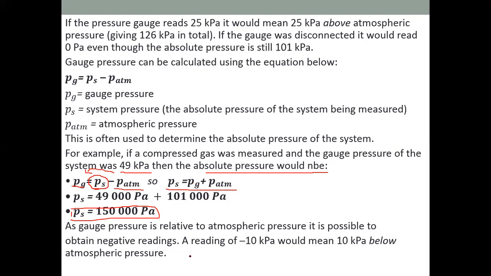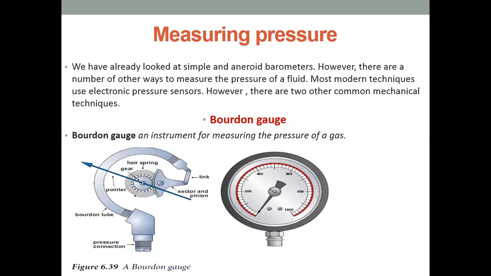So for gauge pressure relative to atmospheric pressure, it's possible to obtain negative readings like negative 10. It could be. That means it's going to be 10 kilopascal below atmospheric pressure. Okay, when you get the negative 10, that means it's 10 kilopascal below the atmospheric pressure. So gauge pressure can be negative, but atmospheric pressure is already known as 101,000 Pascal, positive. But gauge pressure can be negative, and that negativity will show that the gauge pressure is below the atmospheric pressure.